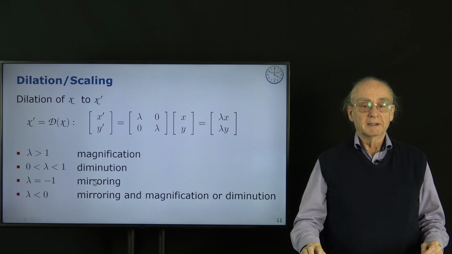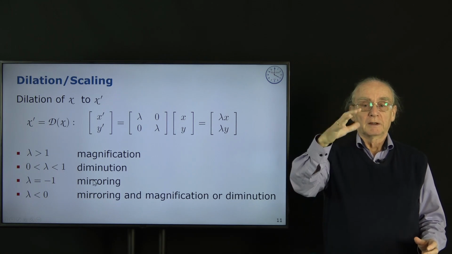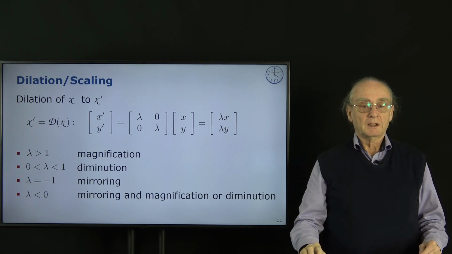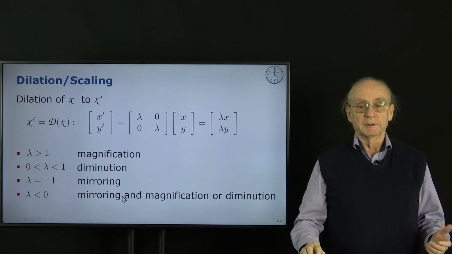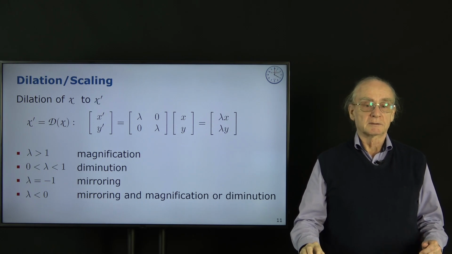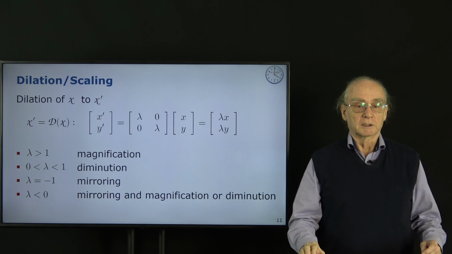If lambda is minus 1, we have a mirroring around the origin. And if it is some other value smaller than 1, it's mirroring and magnification or diminution, depending on whether lambda is less than minus 1 or larger than minus 1.